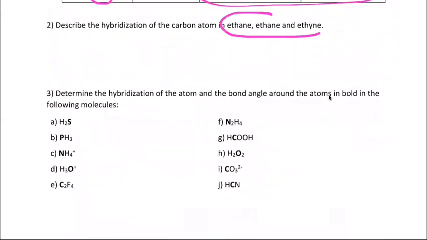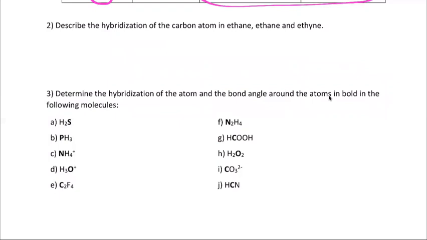This one right here says, describe the hybridization of the carbon atom in ethane, ethine. There's a typo here. The second one is supposed to be ethene, with an E and E. Ethane, ethene, and ethine. Okay, and to help you out, because we haven't gotten to organic yet.